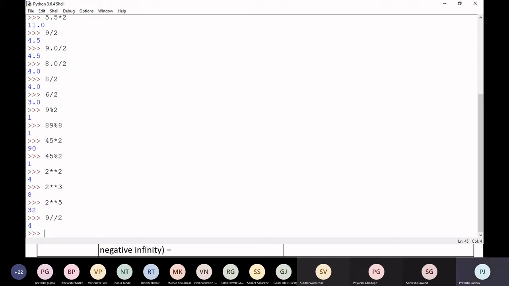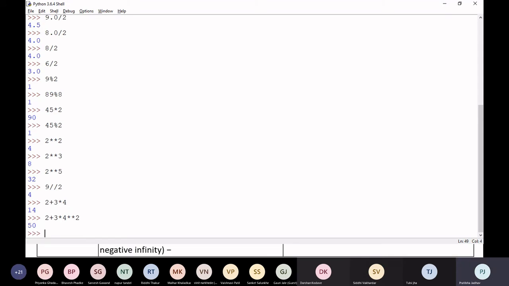Okay, so now we'll have operations combined with all the operators. For example, 2 plus 3 asterisk 4. What an expression! Priority wise, the highest precedence is given to the asterisk symbol. Okay. Now tell me what will be the output.